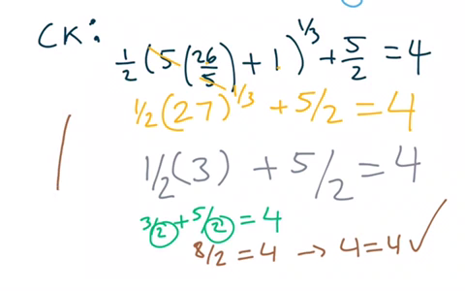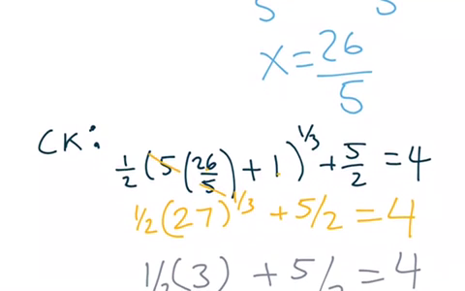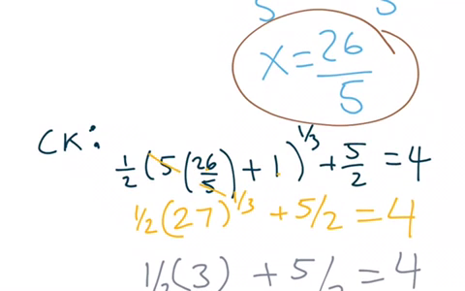And there's your answer. What am I saying? I didn't win. We won. America won. The answer is 26 over 5. America.